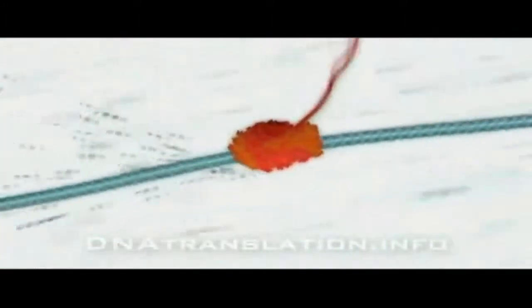A stop code marks the end of the protein specification, at which point this copy, known as a messenger RNA transcript, exits the polymerase and heads towards a two-part chemical manufacturing machine called the ribosome.